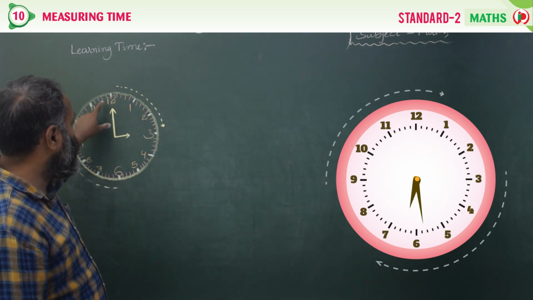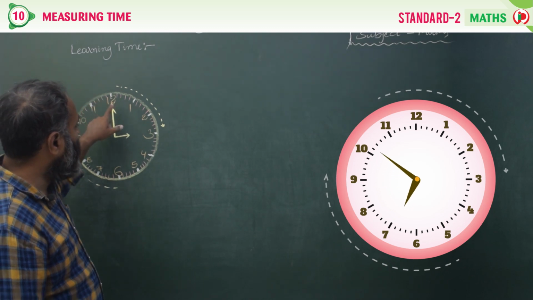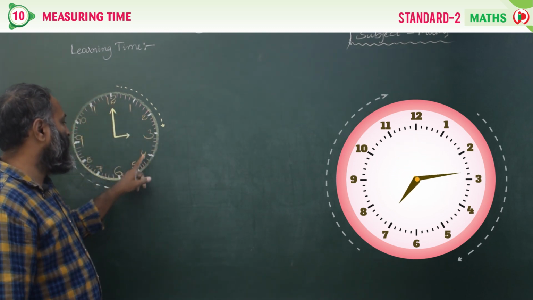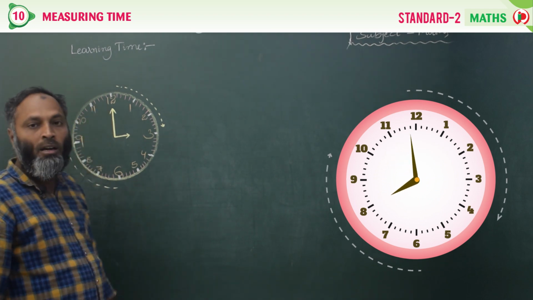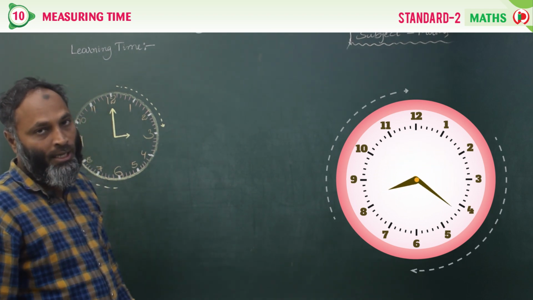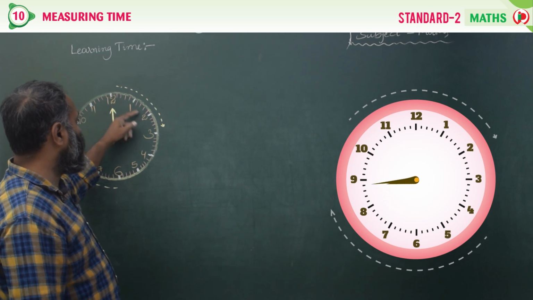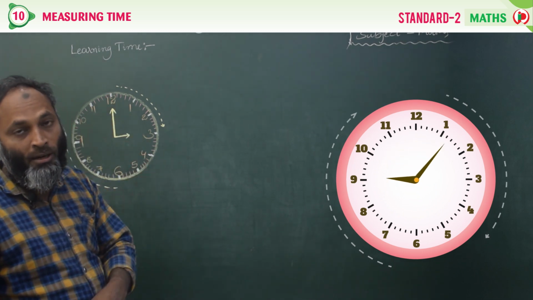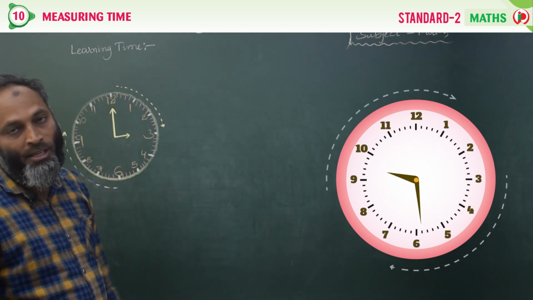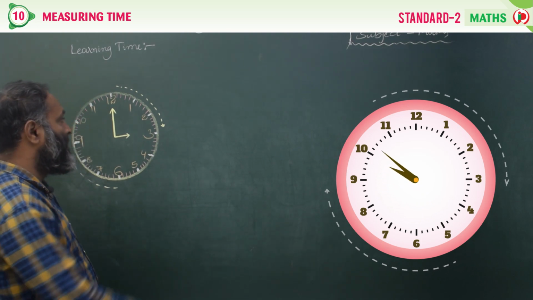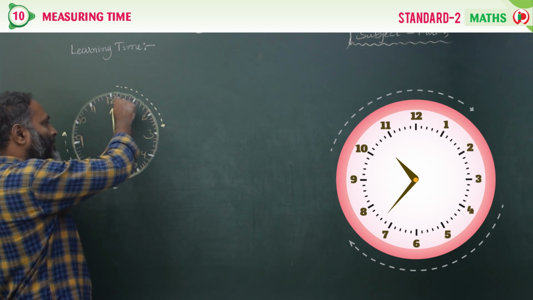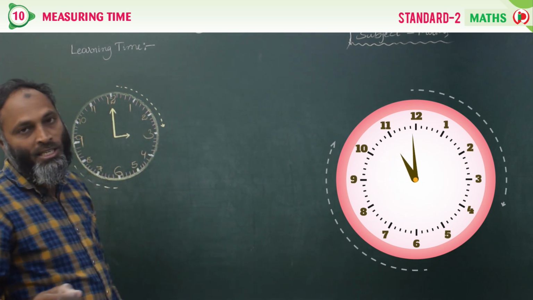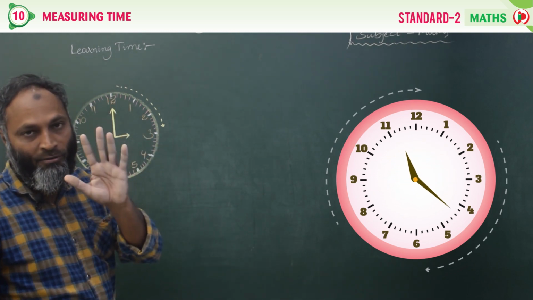So this is a complete dial. In this dial we have a total of 12 numerals: 1, 2, 3, 4, 5, 6, 7, 8, 9, 10, 11, 12. See here, between every consecutive numeral we have 5 minutes. So how many minutes do we have in total? 12 fives.